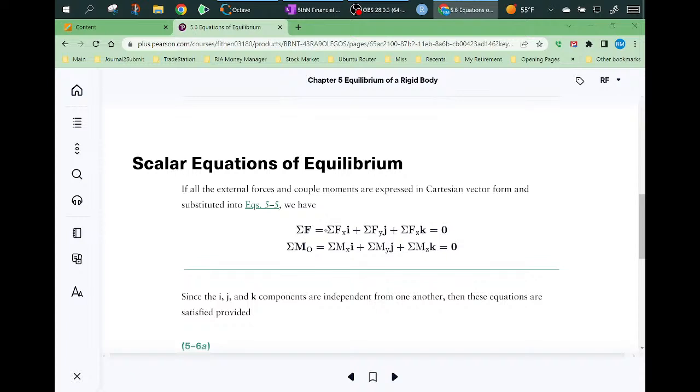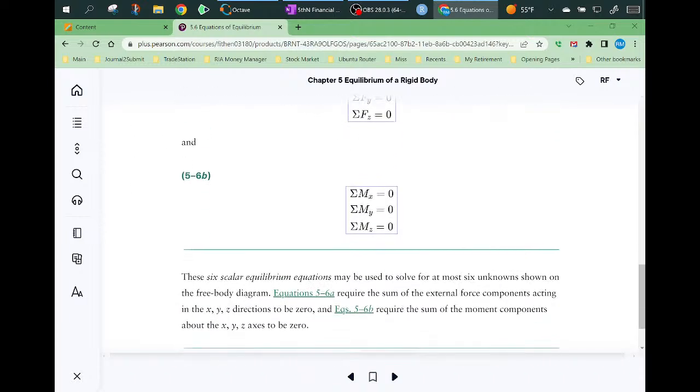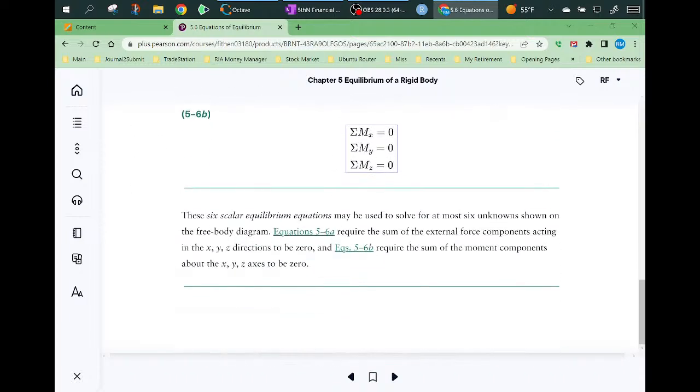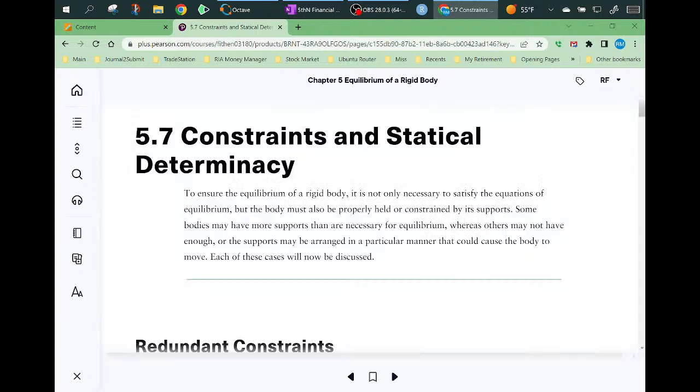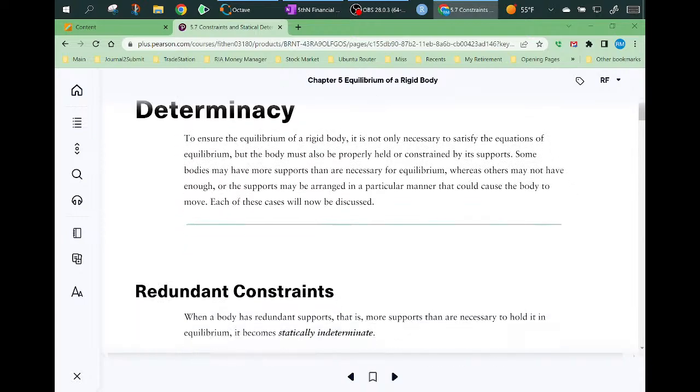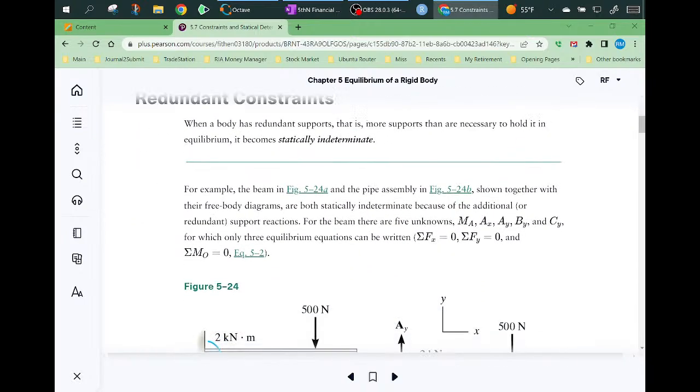Sometimes you won't need all 6. The most you have is 6. So this means you can handle up to 6 unknowns. But if you have a 7th unknown, yeah, you're indeterminate.